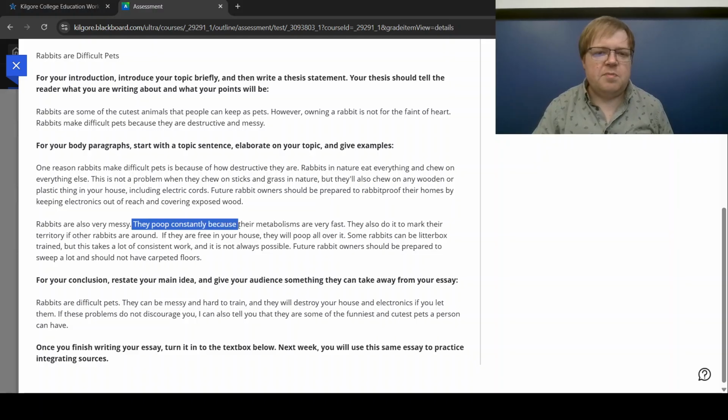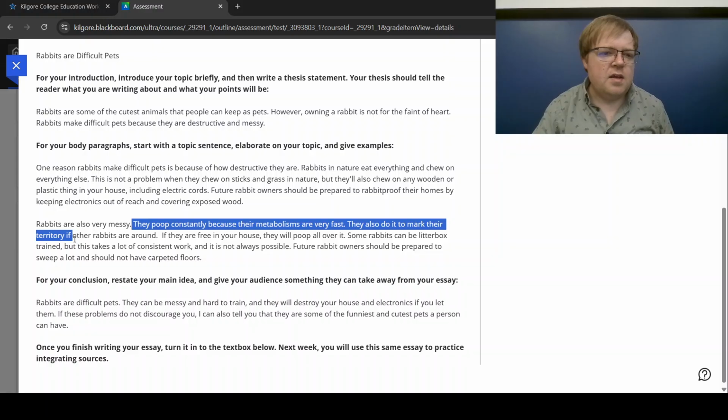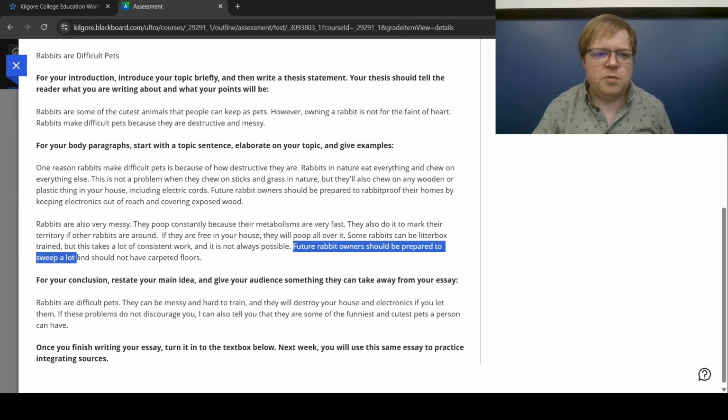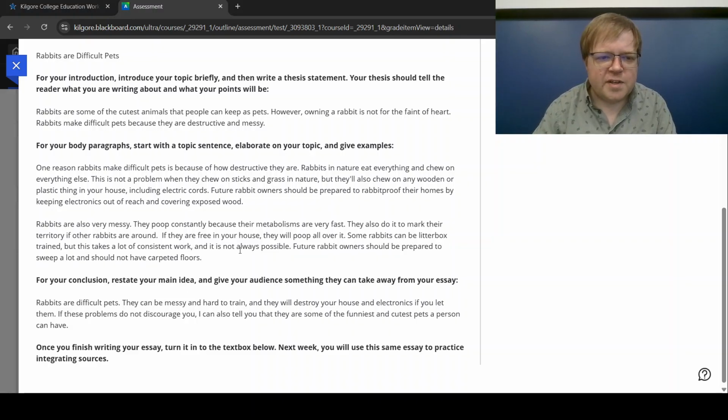They poop constantly because their metabolisms are very fast. They also do not do it to mark their territory if other rabbits are around. If they are free in your house, they will poop all over it. Some rabbits can be litter box trained, but this takes a lot of constant work and it is not always possible. Future rabbit owners should be prepared to sweep a lot and should not have carpeted floors. They might also chew the carpeted floors, but I didn't mention that.